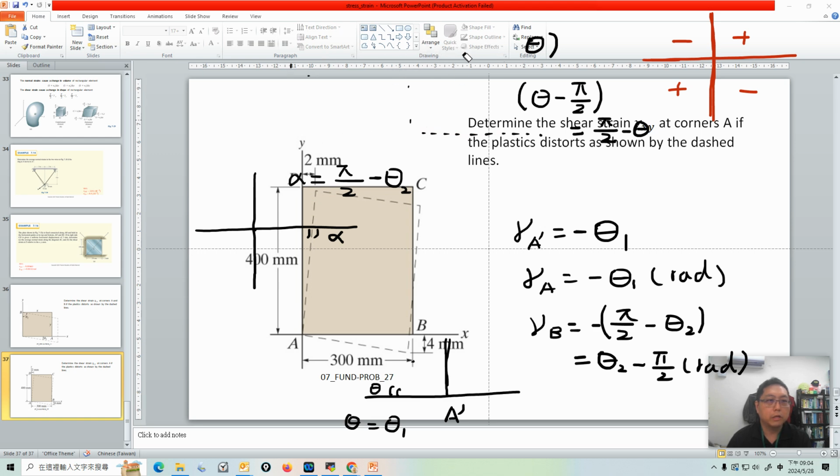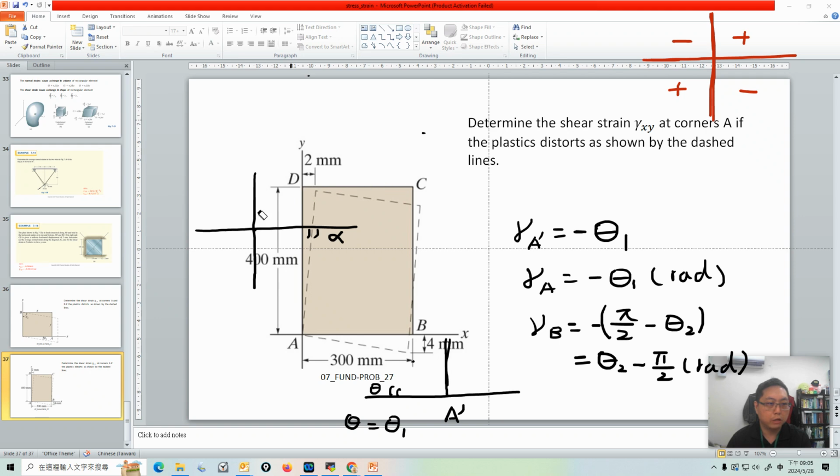So remember this quadrant rule. On the first quadrant and third quadrant, the shear strain is positive. At the second quadrant and fourth quadrant, the shear strain is negative. So let's see the final example.